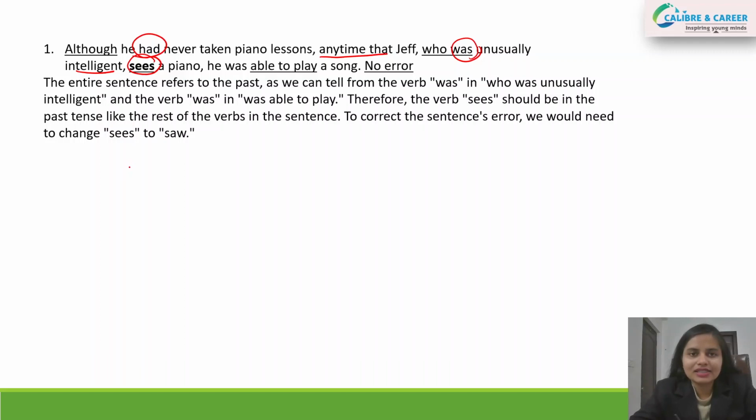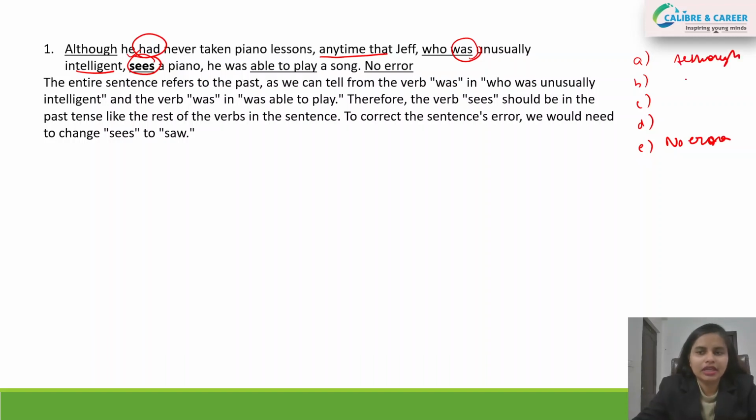So what is the correct answer in this? In your options, this will be given like A, B, C, D, and E. E will be no error. In number 1, it will be given although. In number 2, it will be who was, and in number 3, sees, and then able to play. So you have to select the one that contains the error. So C will be your correct answer.